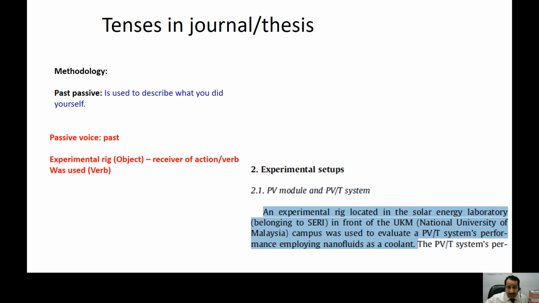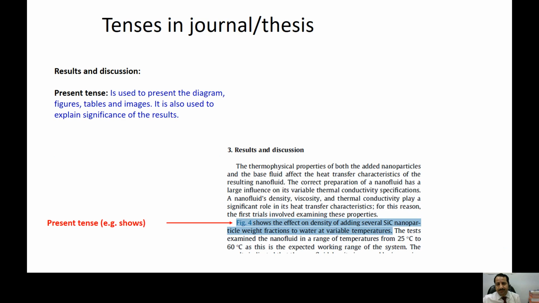Also, the past passive, as an example, is used to describe what you did yourself. Example: an experimental rig, this is the object, is located in Surrey in UKM campus, was used, you see here, to evaluate and so on. So this is passive voice.